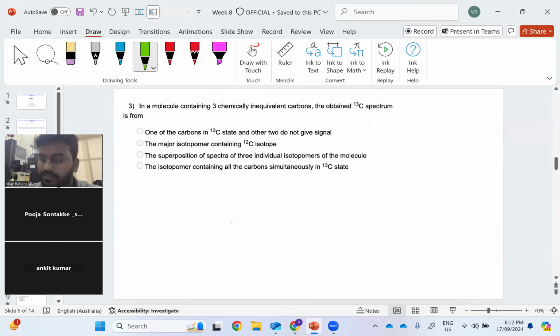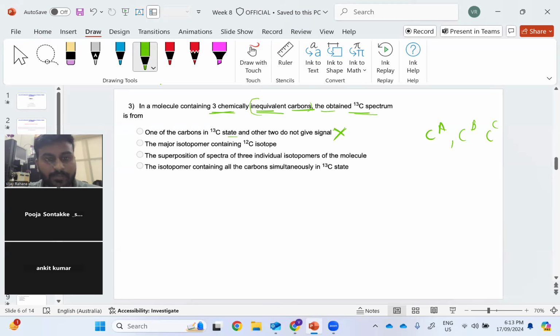If you look at the next question, it is mentioned: in a molecule containing three chemically inequivalent carbons, the combined 13C spectrum is. Say we have carbon A, B, and C. The first option says one of the carbon 13 states gives a signal and the other two do not give any signal. This is obviously wrong, because the carbons are inequivalent, so the other two should also give a signal. So option A is incorrect.